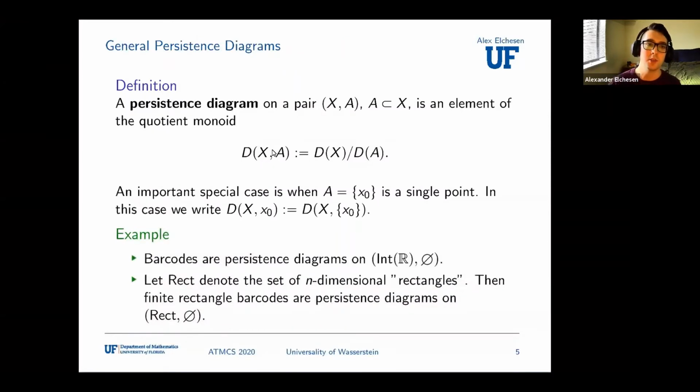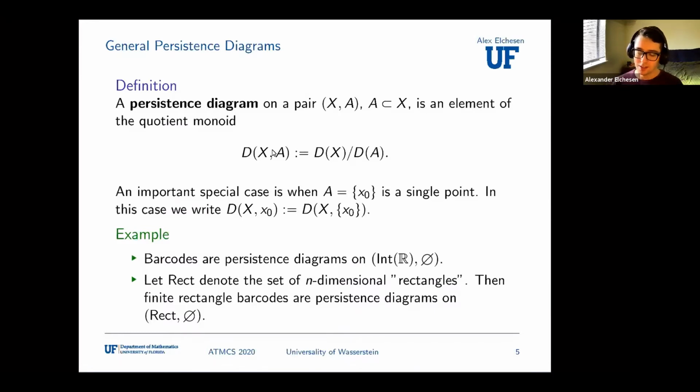Let me generalize that a little bit. Given a pair (X, A), where X is any set and A is a subset, a persistence diagram on that pair is an element of the quotient monoid D(X) mod D(A). Same idea. An important special case, which is the setting we'll be working in, is when A is a single point. In this case, we drop the brackets around x_0, and we just write D(X, x_0).